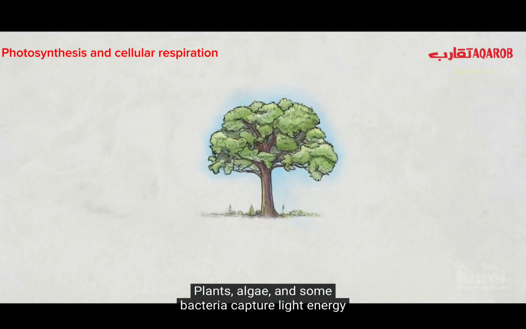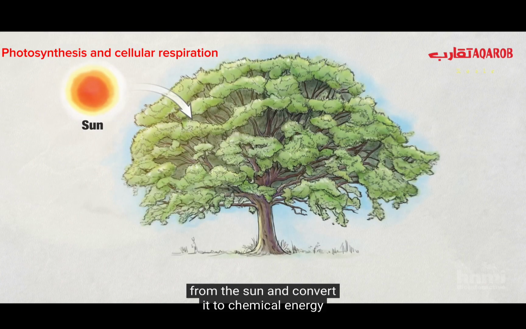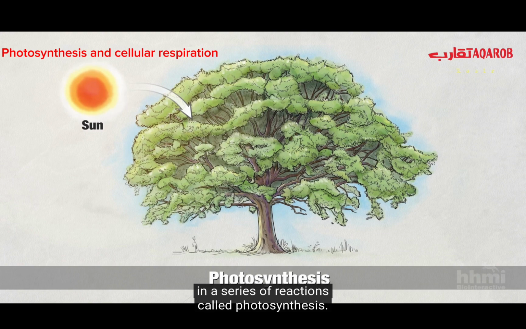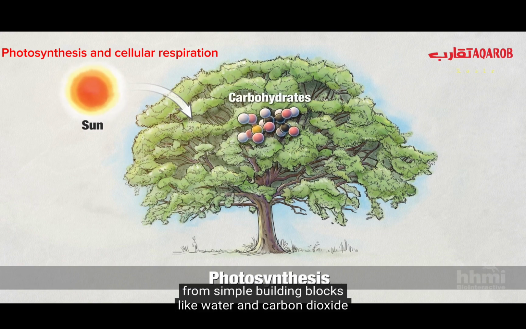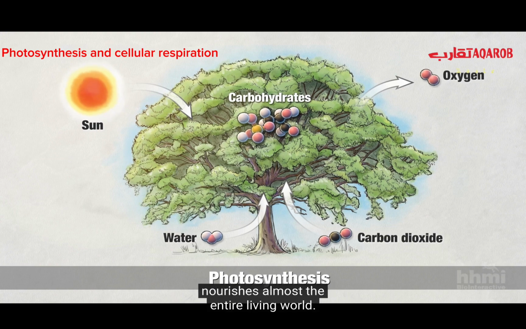Plants, algae, and some bacteria capture light energy from the sun and convert it to chemical energy in a series of reactions called photosynthesis. These organisms produce carbohydrates from simple building blocks like water and carbon dioxide from the environment, and in the process, they release oxygen. Photosynthesis nourishes almost the entire living world.